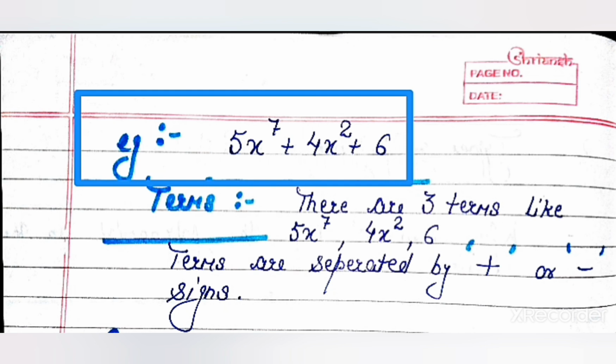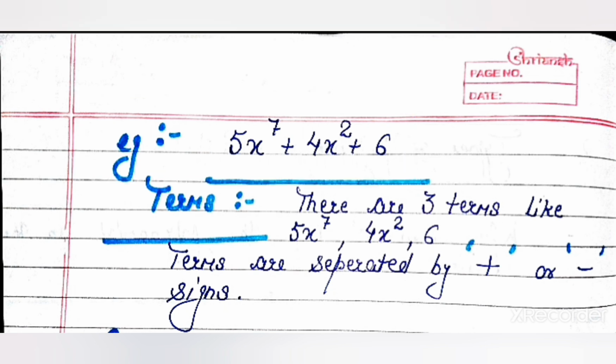So by taking this example, we are going to define some terms. First of all, I have written here the terms related to the polynomial. As you all know now, there are three terms, whatever I have written here: 5x power 7, 4x square, and 6. So how can we find how many terms there are? Terms are separated by plus or minus signs.